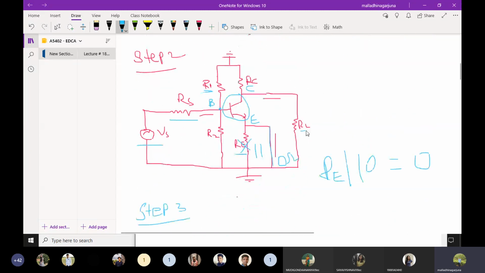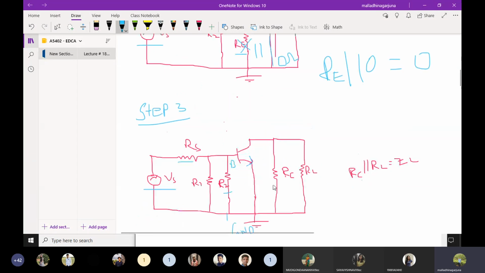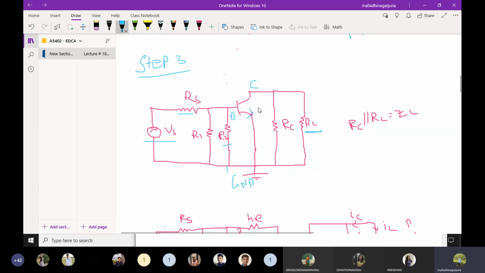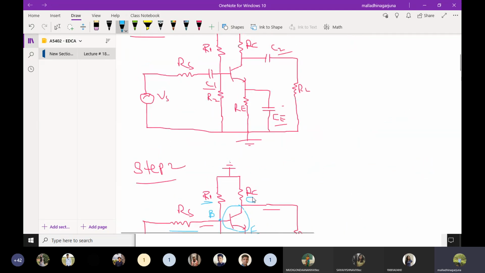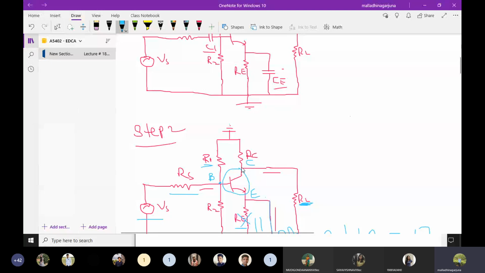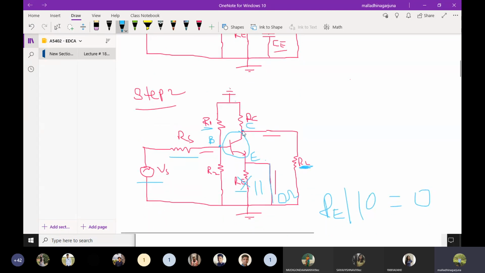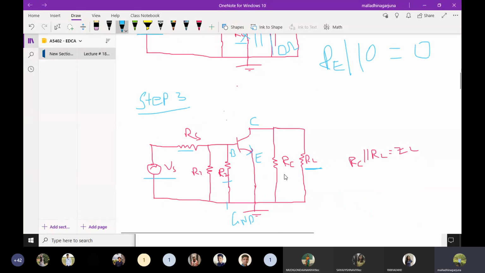Next, the RL resistor. RL is connected to the ground. This is the collector terminal, and this is the emitter terminal connected to the ground. Coming to the RC resistor, where is it connected? RC is connected between collector and ground. Since RL is also connected to ground, RC will come and sit parallel to RL.